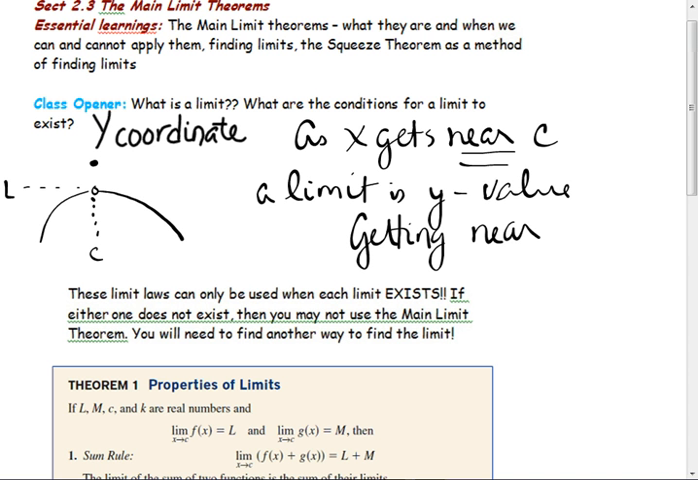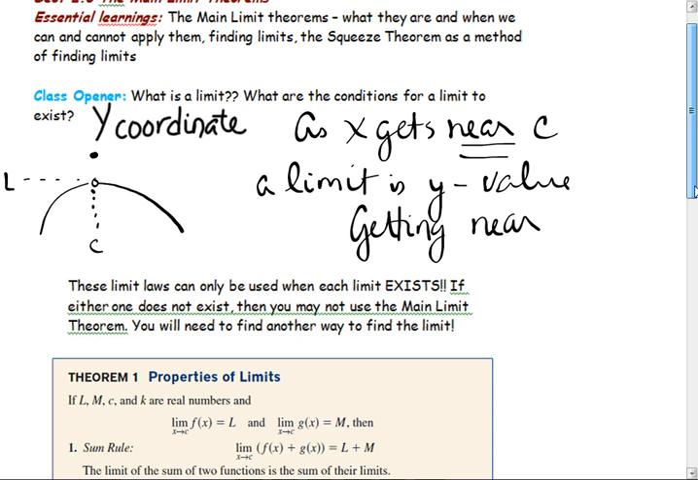So on Monday, you're going to have a work day, and I do have a reserve teacher who does know calculus, so she can help you. We're going to give you a handout on this main limit law.